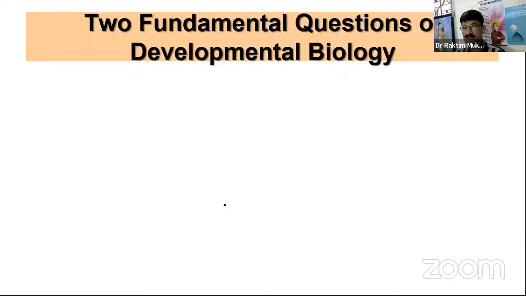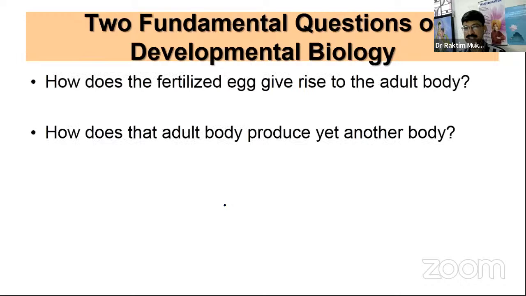There are 2 fundamental questions of developmental biology. How does the fertilized egg give rise to the adult body? And how does the adult body produce yet another body? We have already covered this.